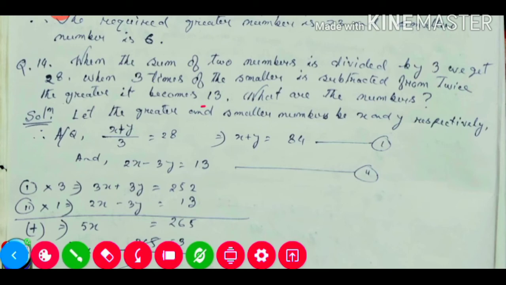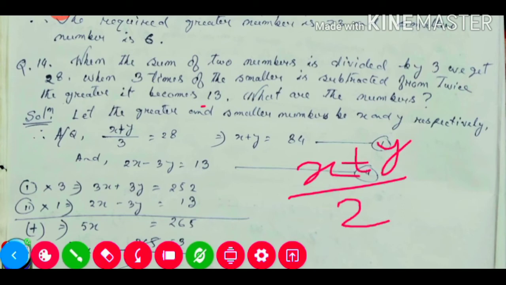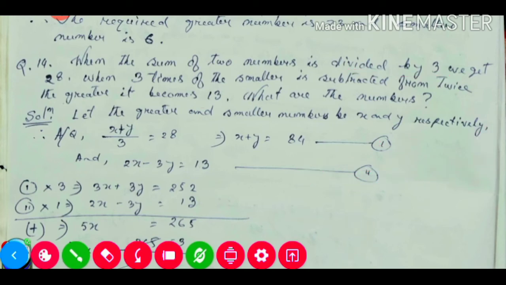So we are considering x is the greater number and y is the smaller number. So the sum of these two numbers, that means x plus y, divided by 3, is equal to 28. So this one we need to cross multiply. So 28 is over 1, so 1 into x plus y, same, x plus y, and 3 into 28 is equal to 84. So this is our equation number 1.